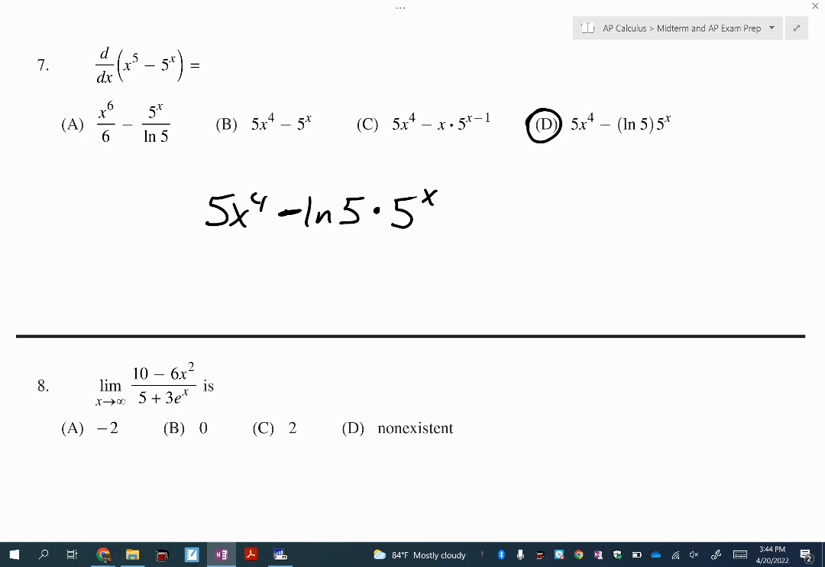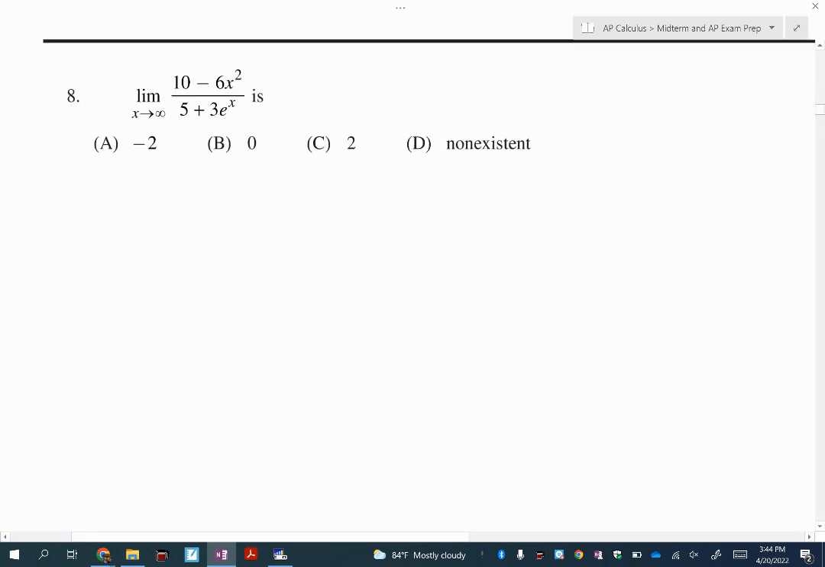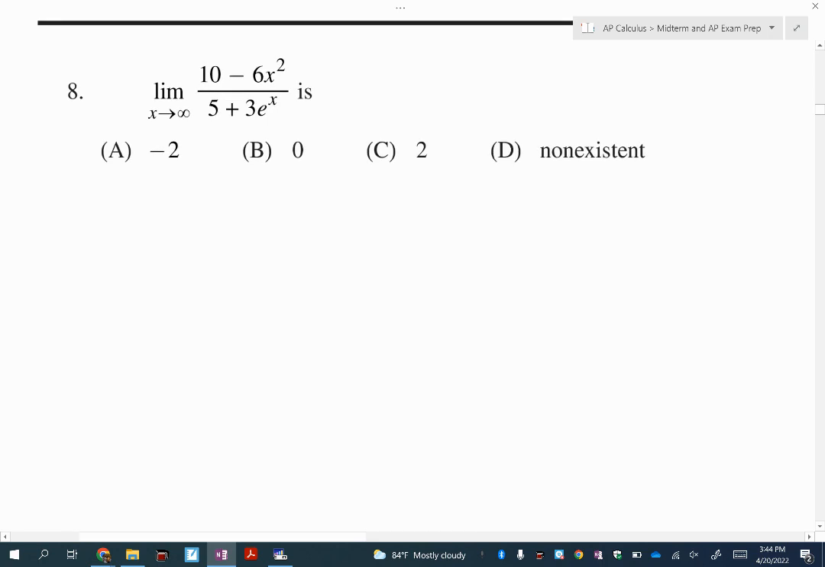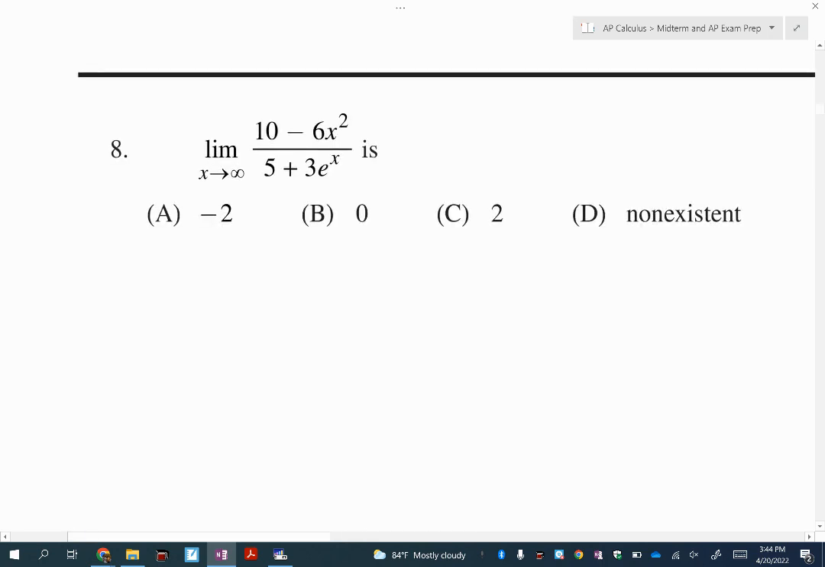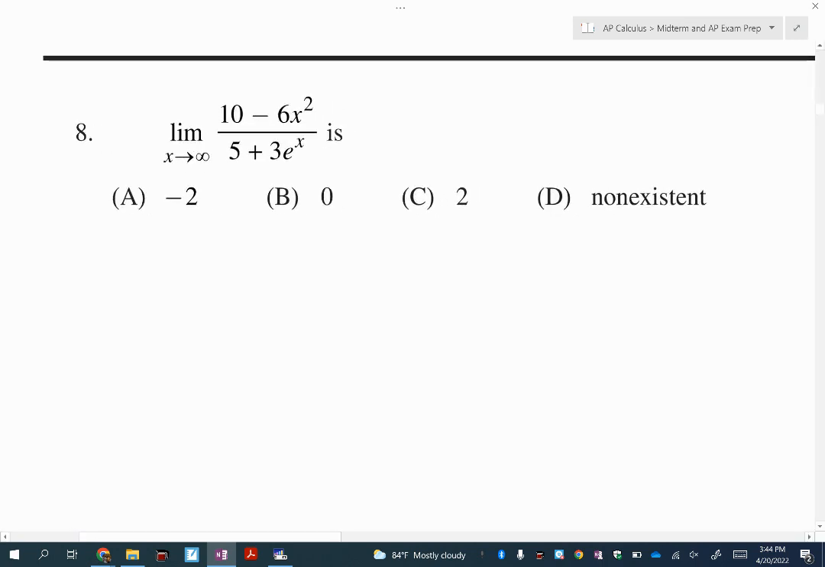All right, let's do number 8. Now this one's pretty tough. Not that some of them haven't been tough, but this one is really tough. Oh my, you forgot all about limits? Luckily, you're going to do those IXL links on limits. Okay. So the limit as x approaches infinity.